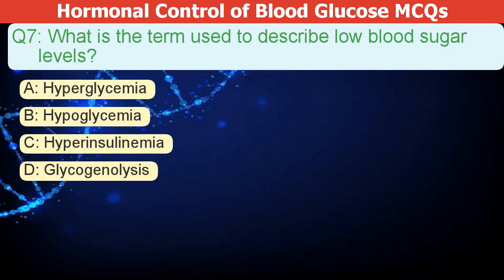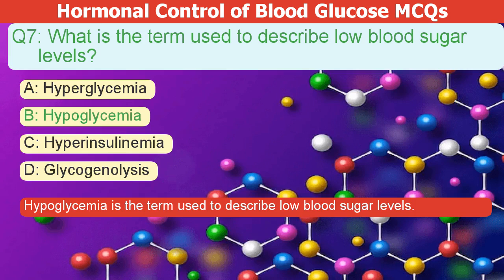What is the term used to describe low blood sugar levels? A. Hyperglycemia. B. Hypoglycemia. C. Hyperinsulinemia. D. Glycogenolysis. The correct answer is B. Hypoglycemia is the term for low blood sugar.